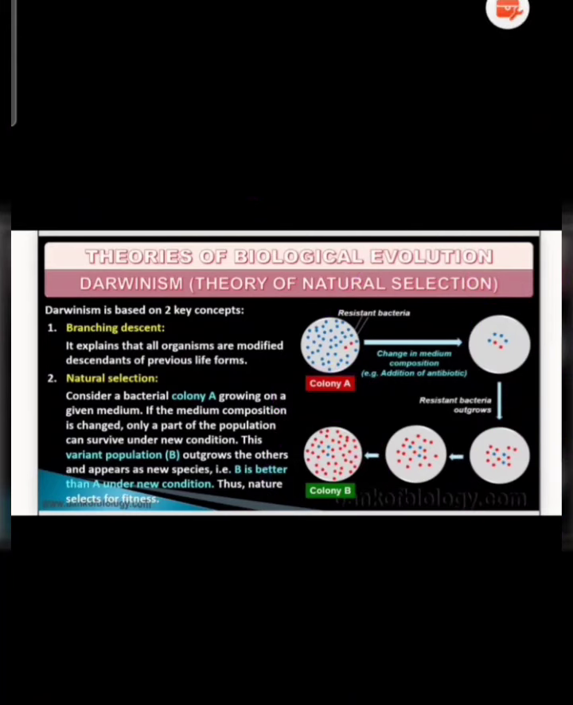That means, from this we understand that colony B is better than colony A because it has more resistant capacity to adjust to the environment. So like nature, nature provides different environments and the climate changes. Which organism can fit, which organism can adjust to those changes, only those will be selected by nature, and only those organisms will survive. If you are not adapted to the change in the environment, then that organism will become extinct.